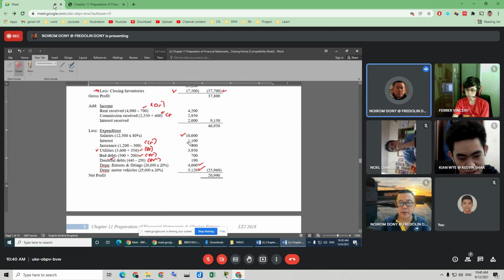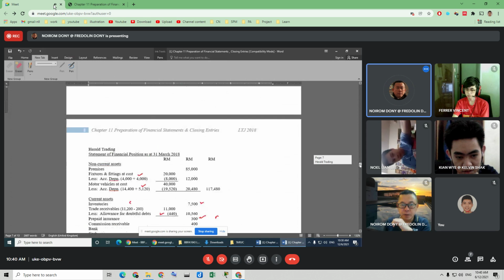So salary, plus interest, plus insurance, utility, bad debts, doubtful debts, depreciation of fixtures and fittings, and depreciation of motor vehicles. So we have total expenses of 25,960. So you minus, 46,950 minus 25,960, you have a net profit of 20,990.